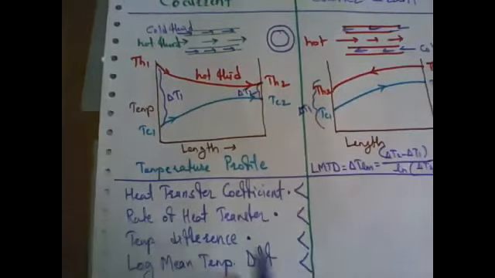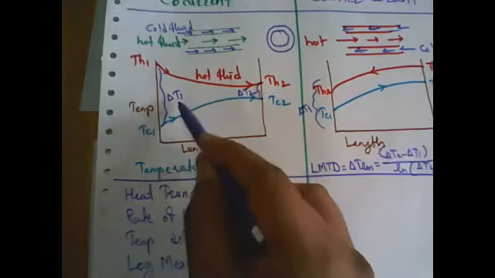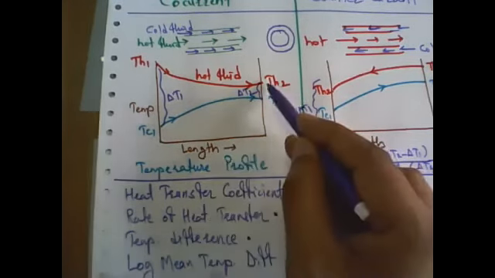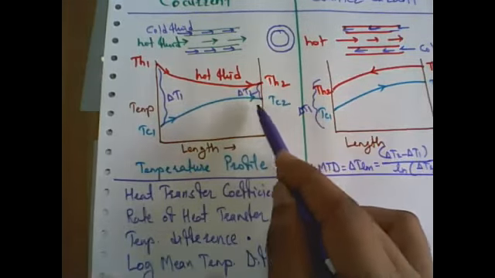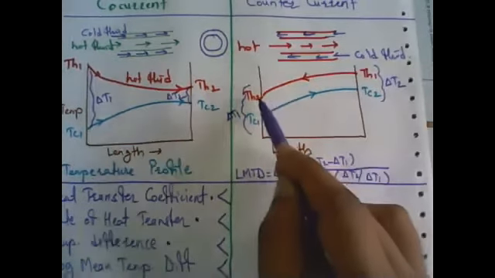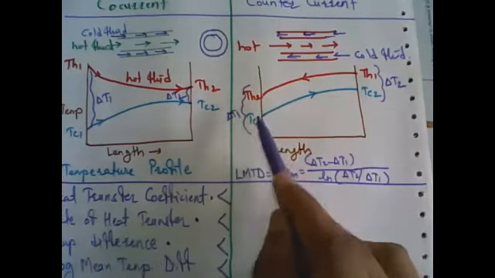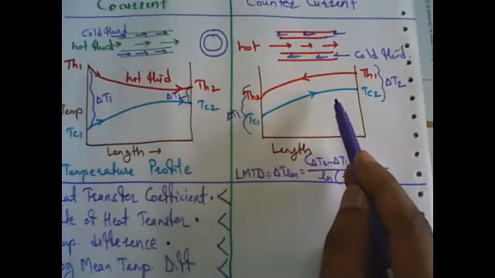So mathematically, TH1 minus TC1 is nothing but the delta T1. TH2 minus TC2 is delta T2. In a similar way, TH2 minus TC1. Now the parameters are changed because it is opposite direction, right?